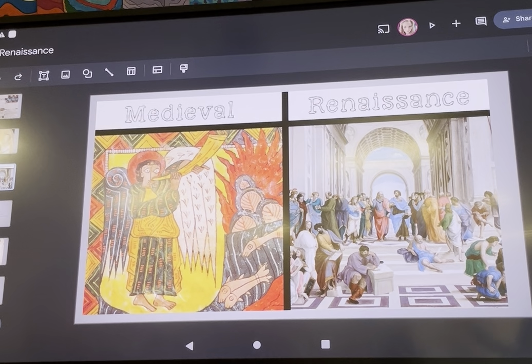And contrast that with the Renaissance, where humans are no longer scrawny, puny sinners. They're glorifying God with their talent. There's a perfect balance between motion and rest.